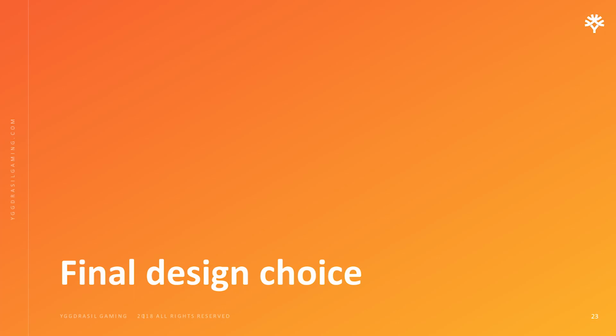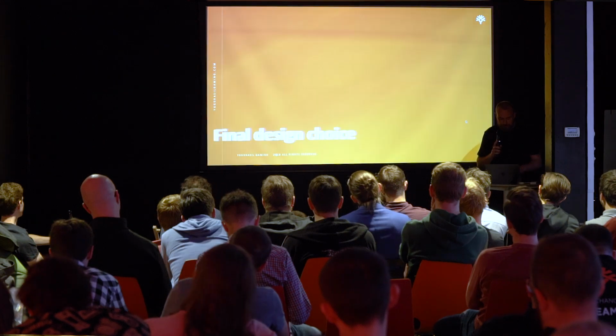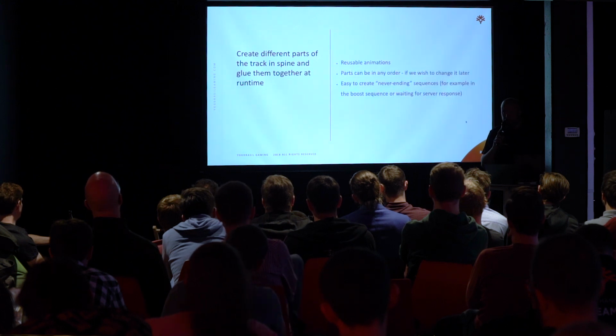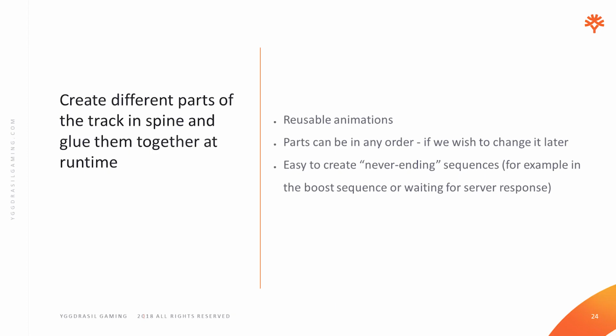So, what did we do instead? We ended up creating different animation parts in Spine and glued them together at runtime. This was pretty good because we can reuse animations. We can also put the parts together in any order that we want. That can easily be changed later.